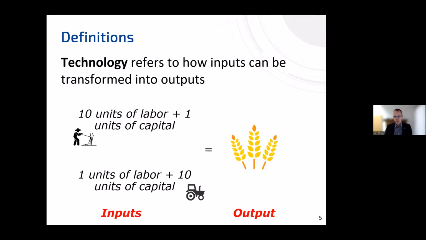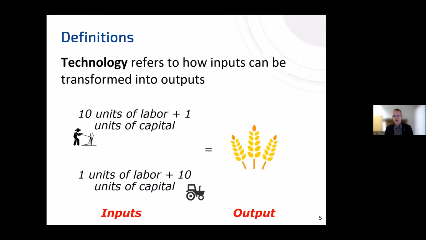So you can produce grains by combining 10 units of labor and 1 unit of capital when you do it manually, or you can produce the same amount of grain by combining 1 unit of labor with 10 units of capital. And these are just 2 inputs. There are many others. Think of knowledge, for example, that must go into this calculation. And then you see that you can describe different types of technologies in terms of how inputs are combined to produce some output.